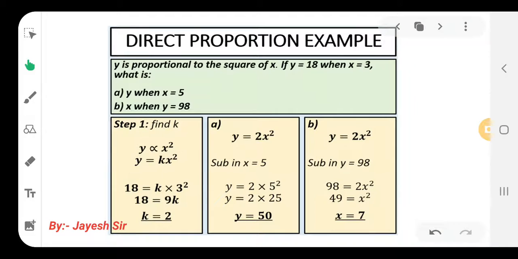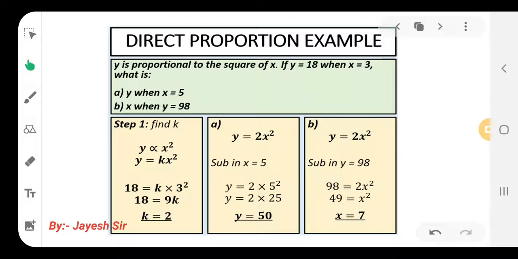Second thing, direct proportion example. Now an example related to that, so that we can get the basic concept clear and a detailed idea of what it actually means. Y is proportional to the square of x. If y equals 18 and x equals 3, what would be the value of y when x equals 5?